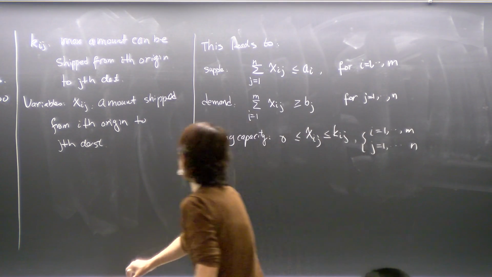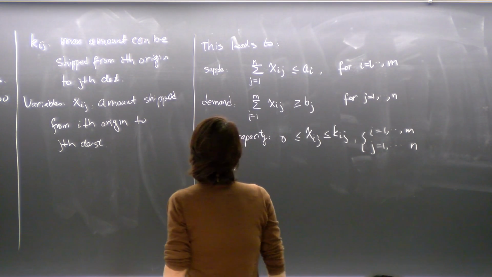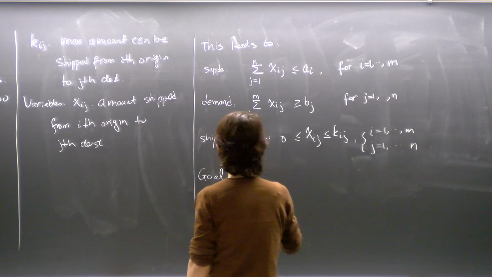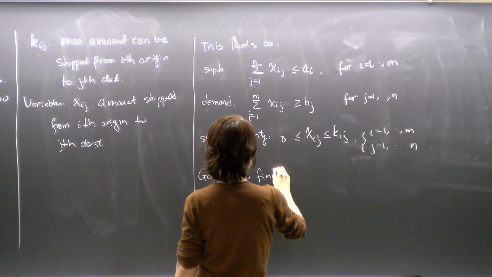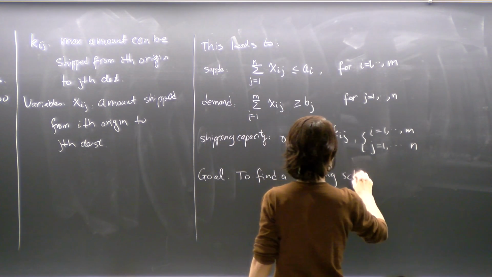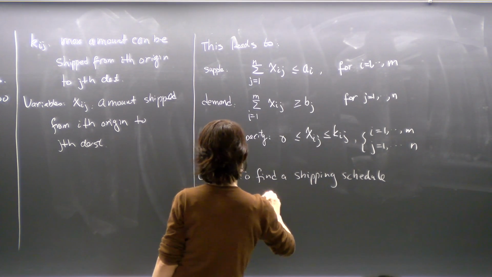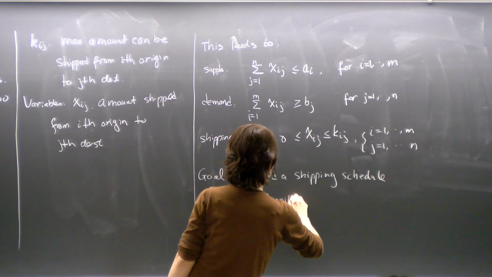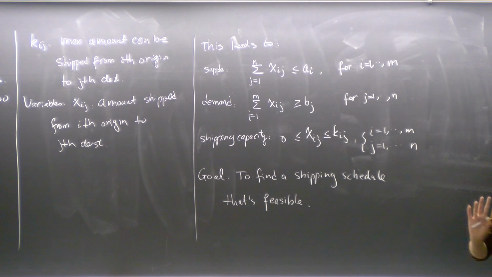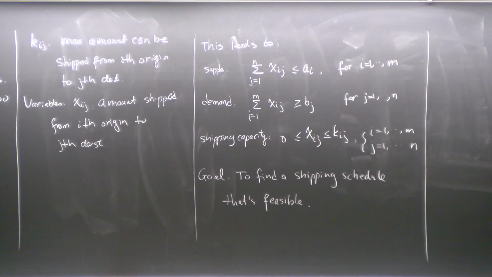So before we get into any of these, let's just look at this. Now, the goal here is not to solve. The goal for this discussion is to find a shipping schedule that's feasible, meaning all the constraints will be satisfied, okay? All these 120 equations and inequalities will hold, okay? So before you get into that, we can think a little bit about it.